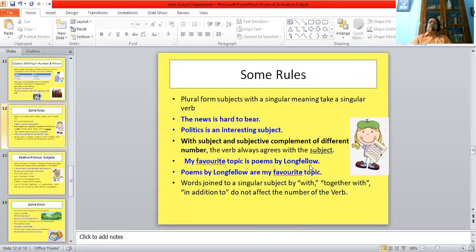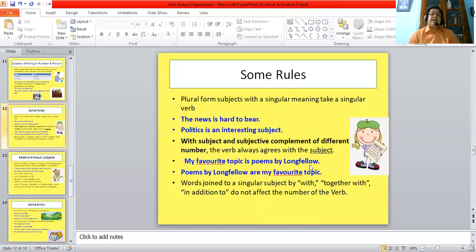Now, what about plural form subjects with a singular meaning? Plural form subjects which have a singular meaning, like news, for example, or politics, actually it's plural in form but singular in meaning. So they take a singular verb, like the news is hard to bear, or politics is an interesting subject.